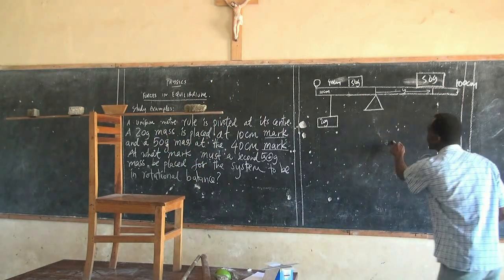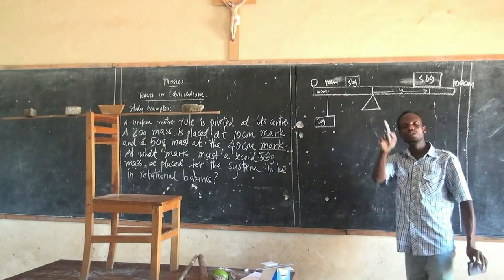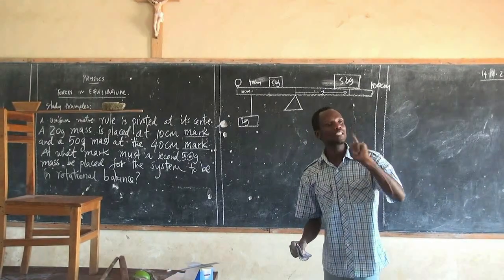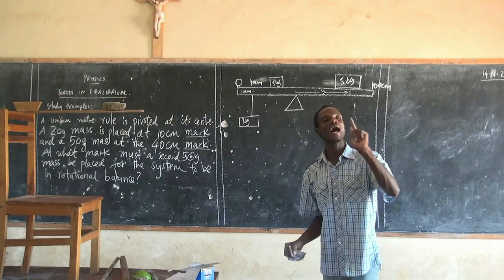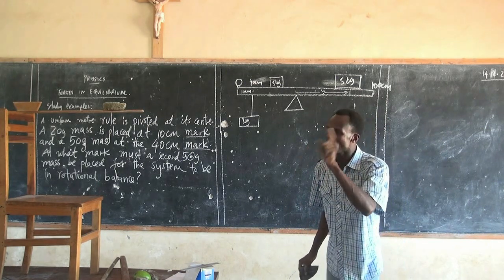Now from here you are not supposed to use direct lengths. Don't use them. Please, I beg of you, don't use them. The only distance that we deal with when solving these questions is the distance from the axis of rotation. The distance from the pivot is the distance that we definitely deal with.